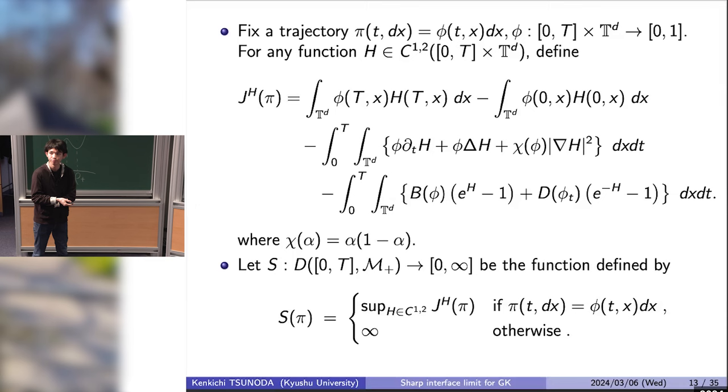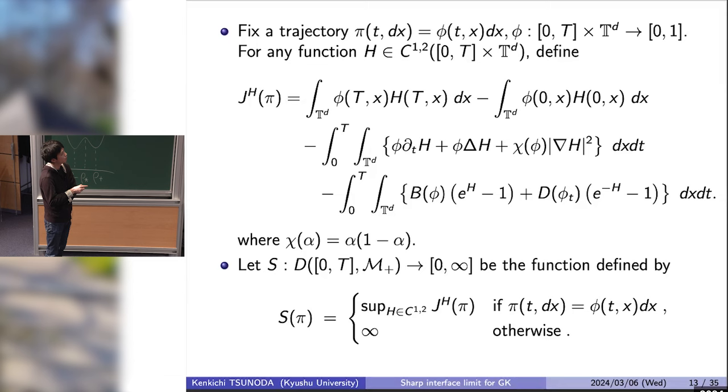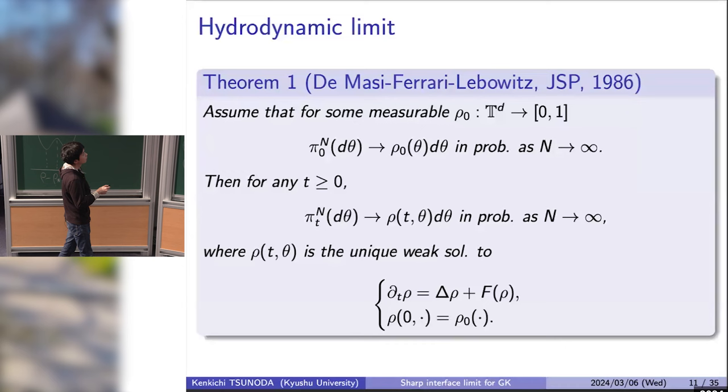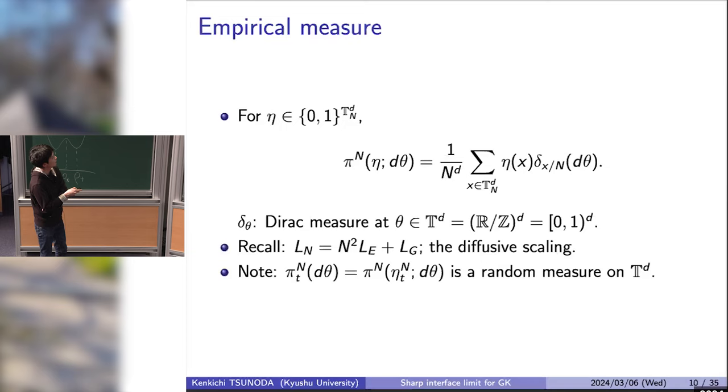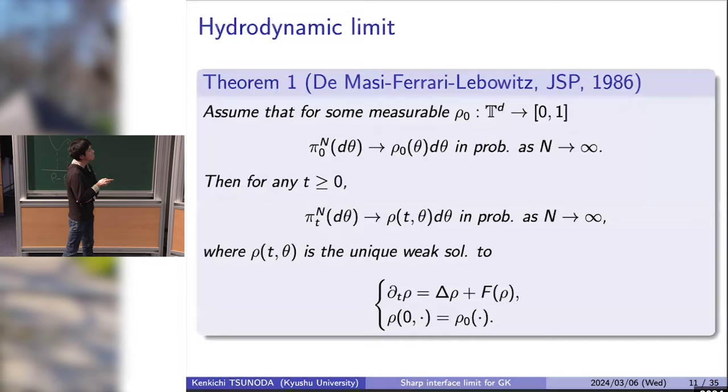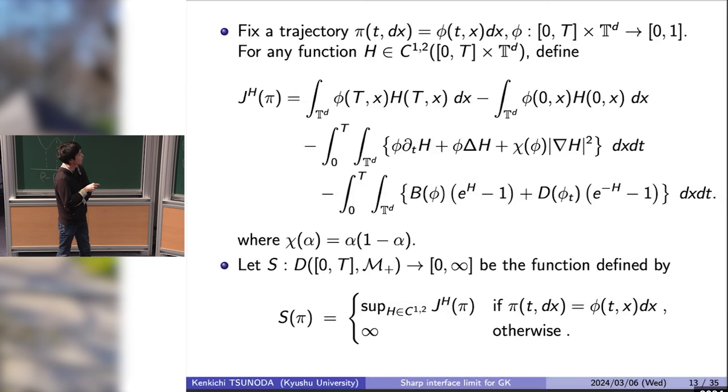And here, if we take the variation, then this h comes from in front of b, and this minus h comes from here, then we get this equation, because f is b minus d. So this is a large deviation rate function corresponding to the previous law of large numbers.